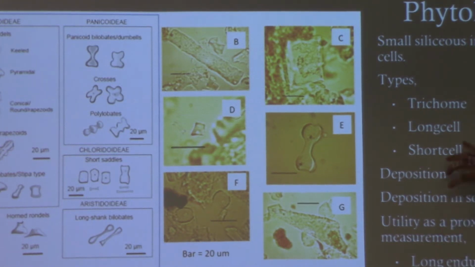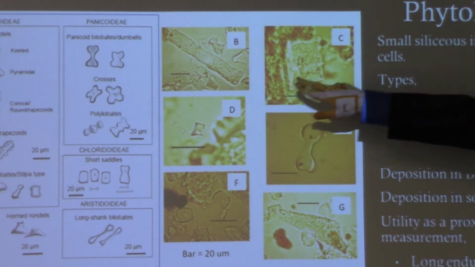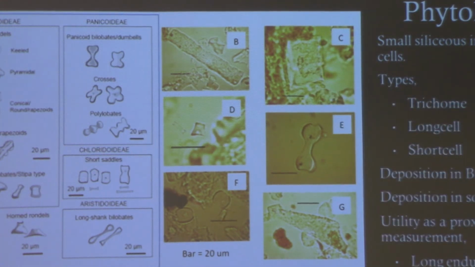And then we have the long cell. I have two different long cells. B is an elongate, and then C is a rectangular bulliform. And these are thought to be deposited to aid in terms of support structure. And then thirdly, we have the short cells. And these short cells are important because these are the ones that are actually diagnostic.